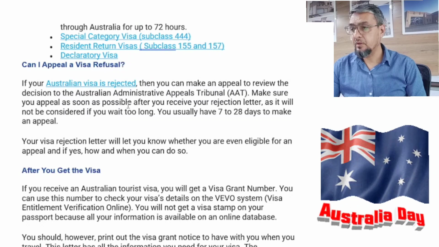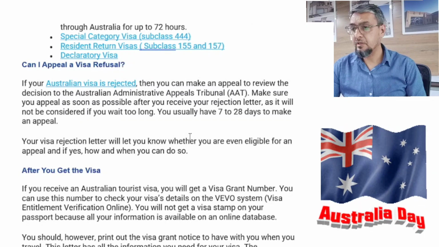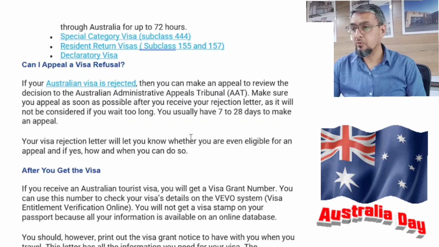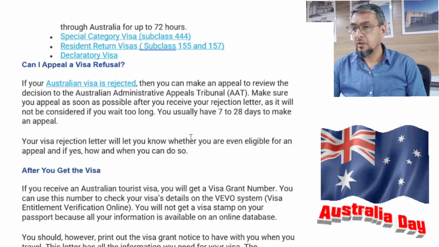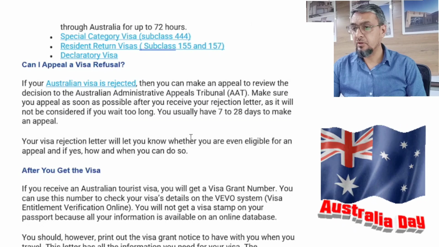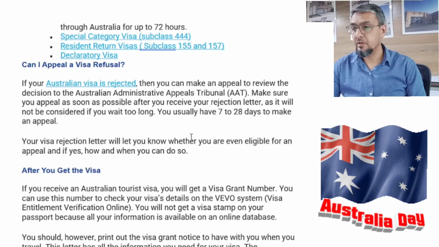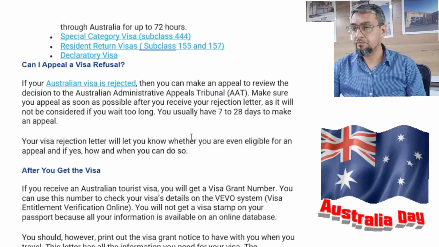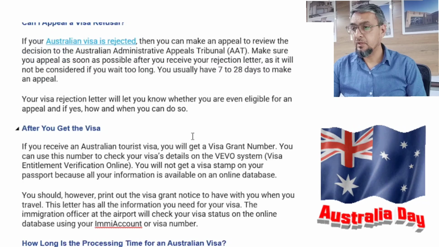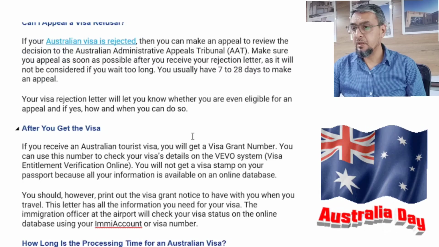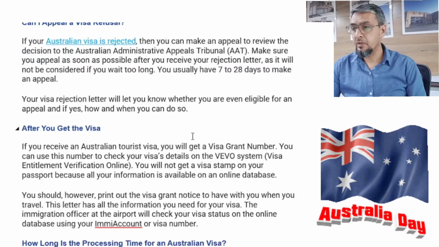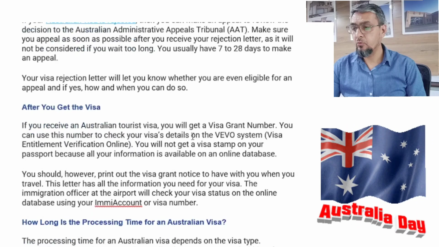Can I appeal a visa refusal? If your Australian visa is rejected, you can appeal to review the decision to the Administrative Appeals Tribunal, AAT. Make sure you appeal as soon as possible after you receive your rejection letter, as it will not be considered if you wait too long. You usually have 7 to 28 days to make an appeal. Your visa rejection letter lets you know whether you are eligible for an appeal, and if yes, how and when you can do it.